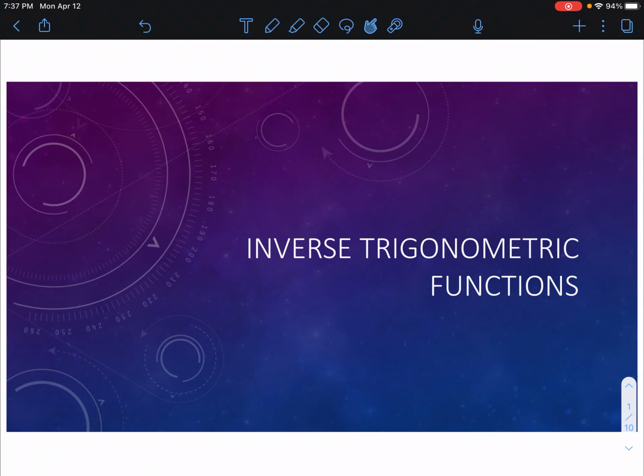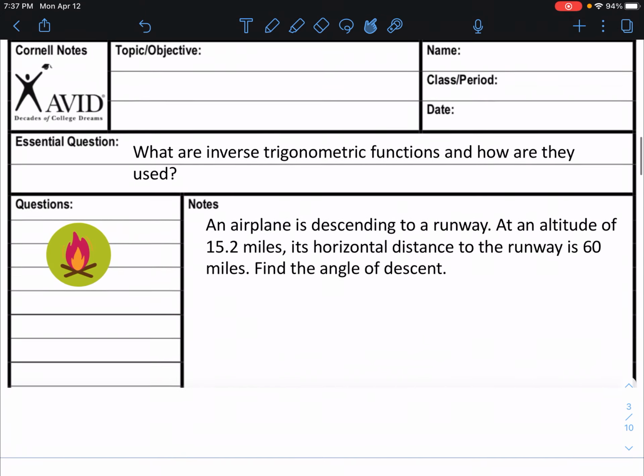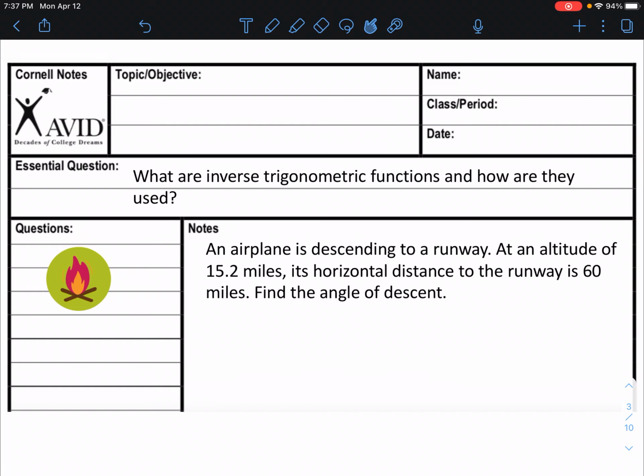Okay, we are going to continue our trig unit. Today we're going to talk about inverse trig functions. So here are our learning targets. All right, so what are inverse trig functions and how or why are they used?